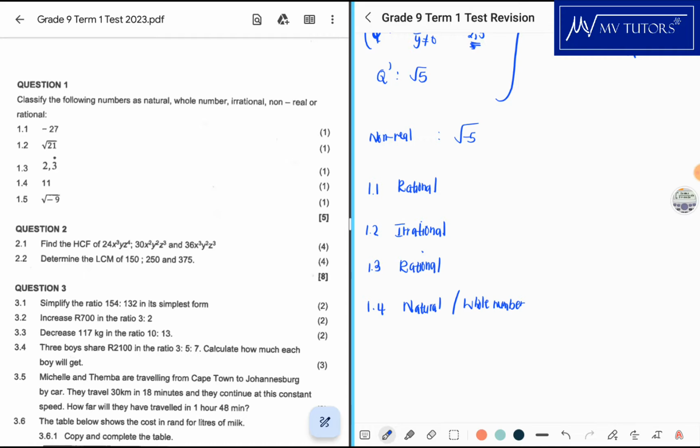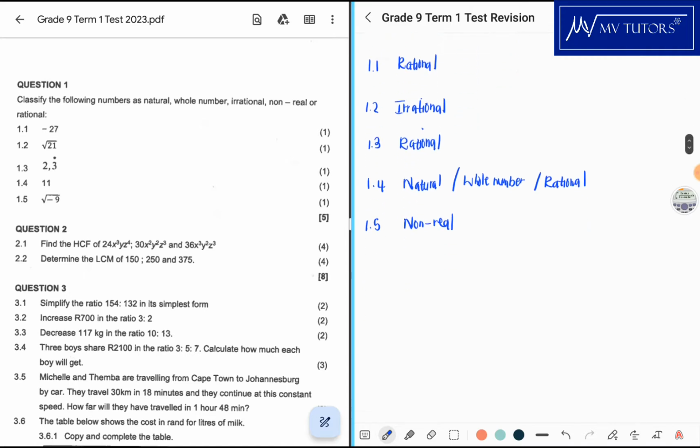But then again, it's also a rational number, so there is more than one option available. It's either natural, or a whole number, or rational. Okay, now 1.5. Square root of negative 9 does not exist, guys. Okay, it does exist. It's an imaginary number. Imaginary, so that is basically non-real. All right, and I think we are done with this question.